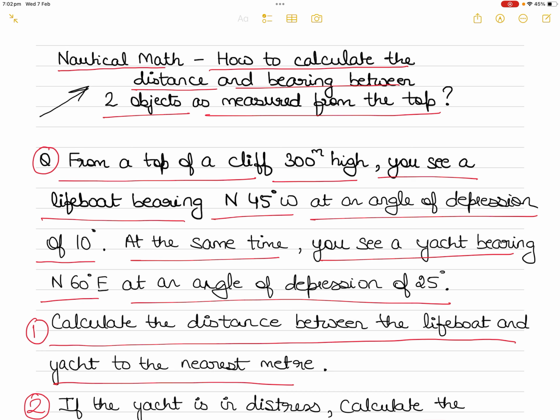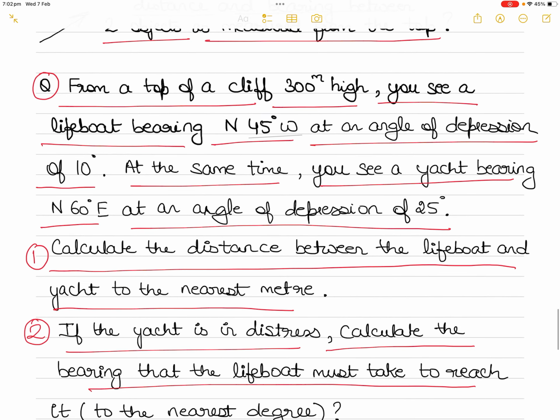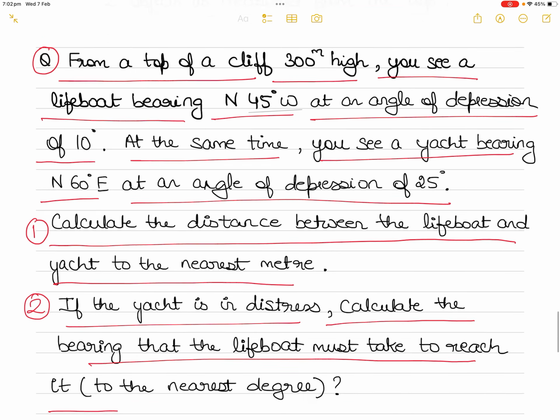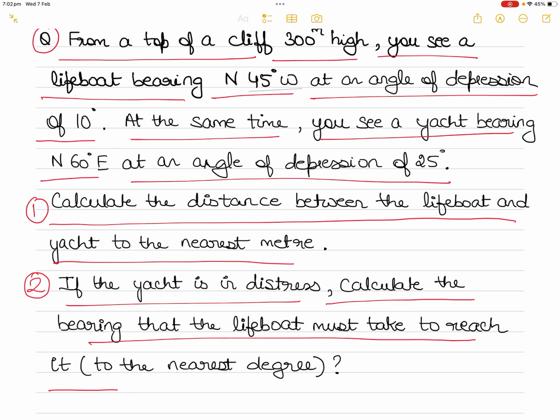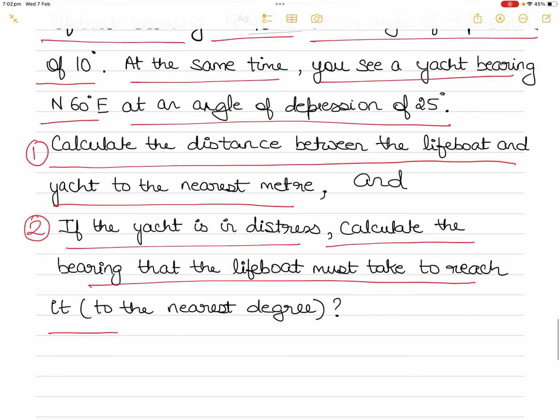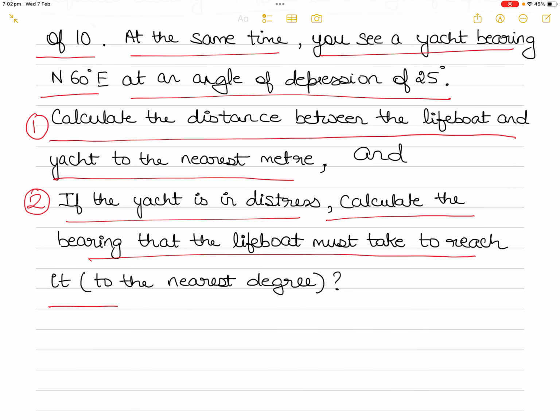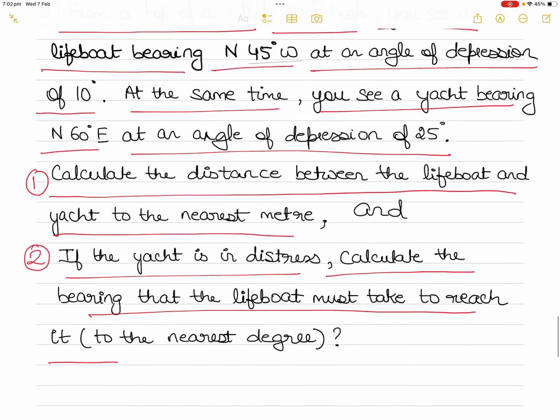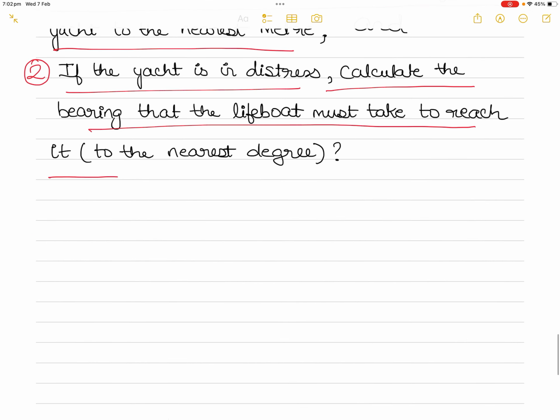the top. So as an example, let's take the question here that from a top of a cliff 300 meters high, you see a lifeboat that is bearing north 45 degrees west at an angle of depression of 10 degrees. And at the same time, you see a yacht bearing north 60 degrees east at an angle of depression of 25 degrees. You have to calculate the distance between the lifeboat and the yacht to the nearest meter. And if the yacht is in distress, calculate the bearing that the lifeboat must take to reach it to the nearest degree. Alright, so let's draw this question so that you can understand it a bit better.